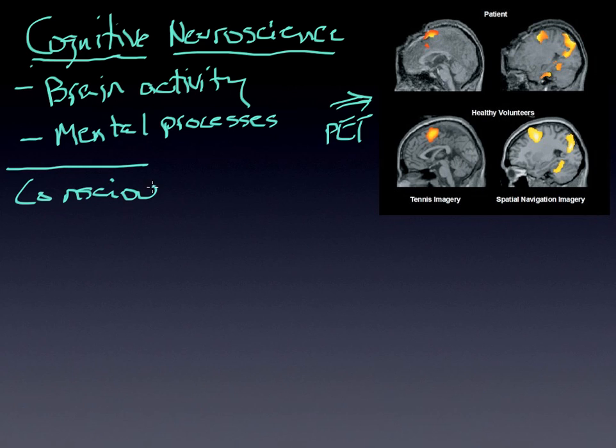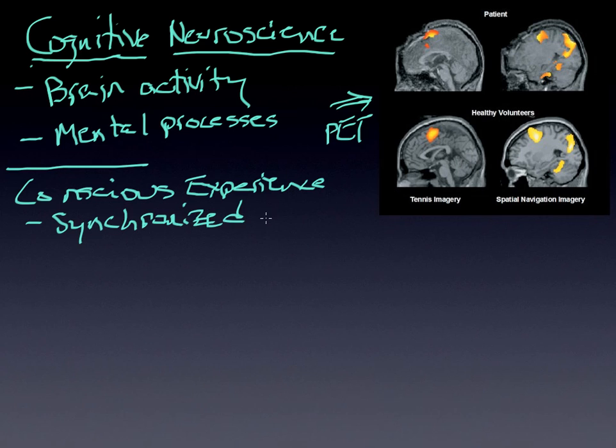it really ends up being the kind of thing, as is demonstrated by this picture, that it is a synchronized activity that happens across the brain. It doesn't happen in specific centers. It happens in a number of different places.